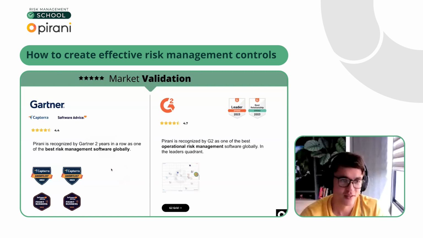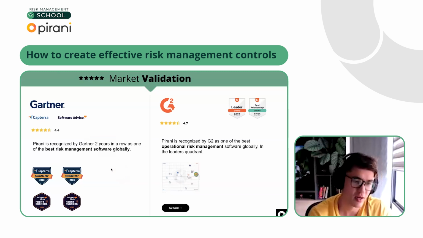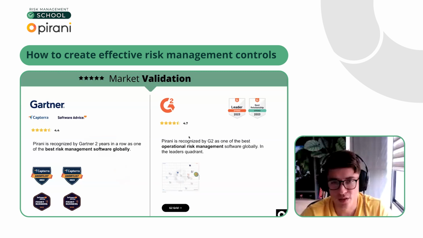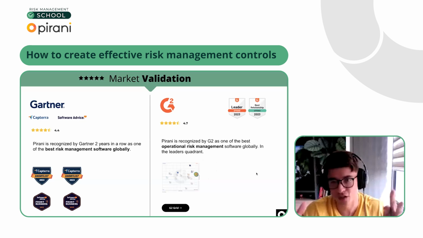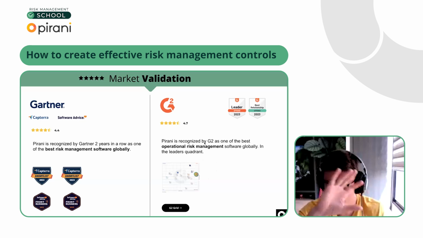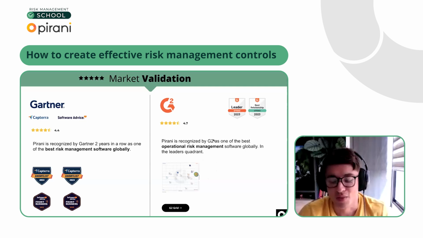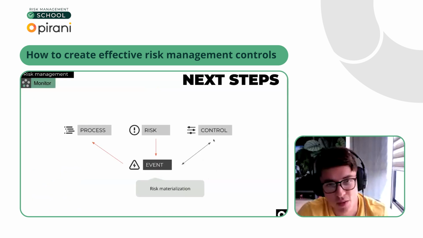Remember that Pirani has been recognized two years in a row by Capterra and by Software Advisor at Gartner platforms as the best risk management software globally. We are also in the G2 grid of operational risk management as leaders, and in the grids of IT risk management and anti-money laundering, but we're talking about general and integrated risk management. So we know something about risk management. You can trust that we know what we're talking about.